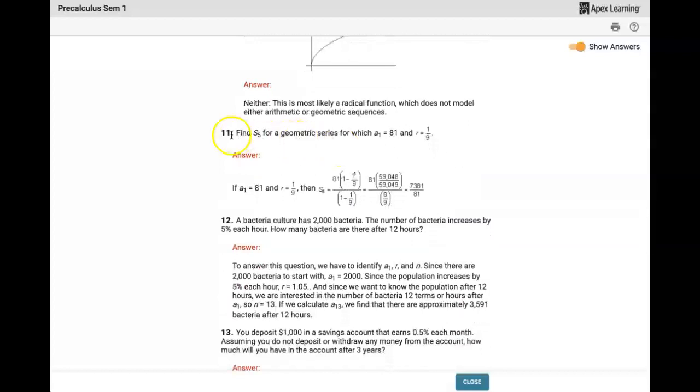All right, then we're finding a sum. So again, how to read this: S5 means we're trying to find the sum of the first 5 terms. So immediately that tells you our n value there is 5. We're looking for whatever our ratio is, so 1/9, raised to the 5th power because that's how many terms we're looking for, and our A1 value is 81. So again, this is just a basic plug and chug.